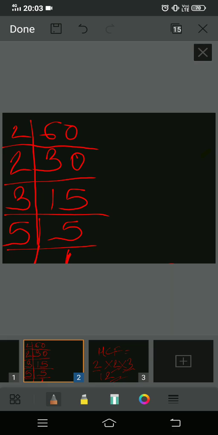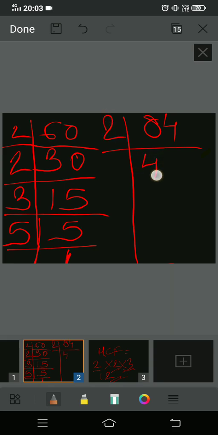For next, the same way we will do for 84. Okay, 84 also we will do the same. Draw a line like this and we'll see which number can be divisible. So 84 is divisible by 2. Okay, so what will come here is 42. Again you will divide it by 2. If you divide 42 by 2, you will get the answer 21.